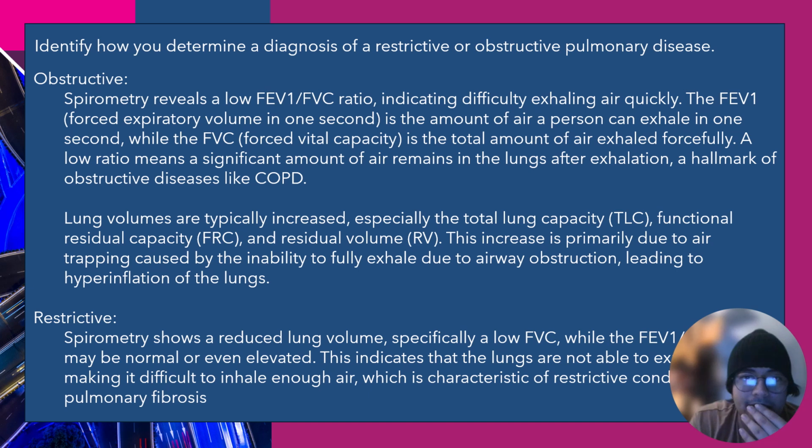I lost my track. Spirometry reveals a low FEV1 over FVC ratio, indicating difficulty exhaling air quickly. So the FEV1 is the amount of air a person can exhale in 1 second, while the FVC is the total amount of air exhaled forcefully. So a low ratio means a significant amount of air remains in the lungs after exhalation, a hallmark of obstructive diseases like COPD.